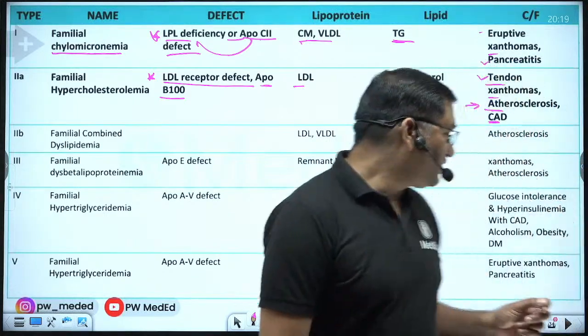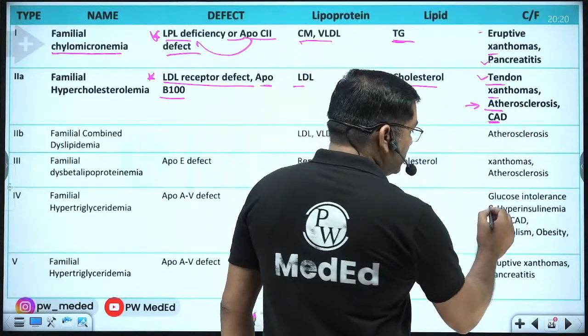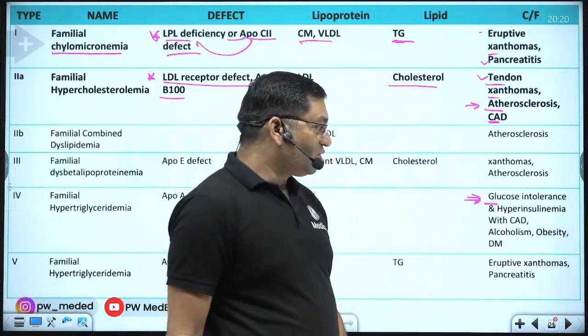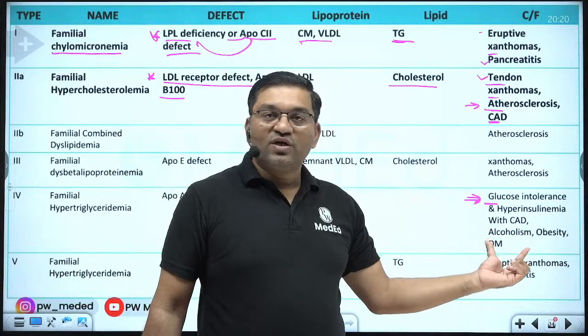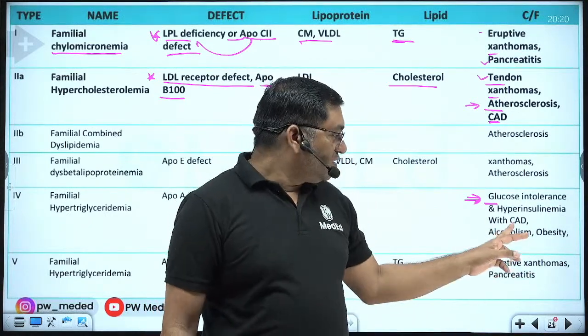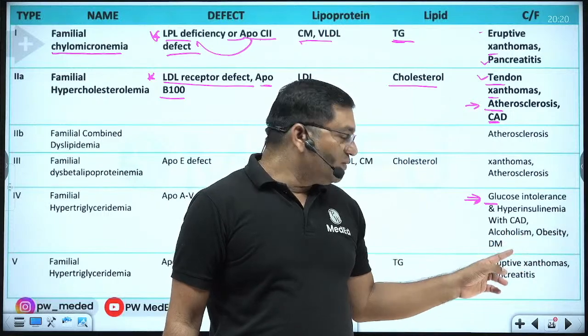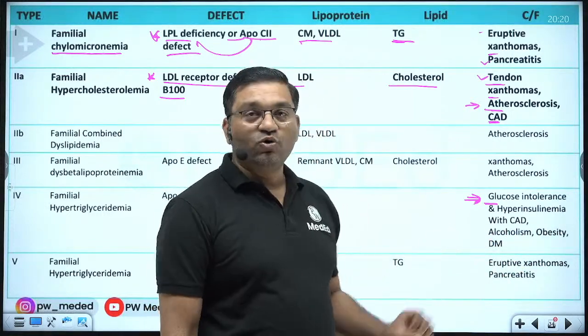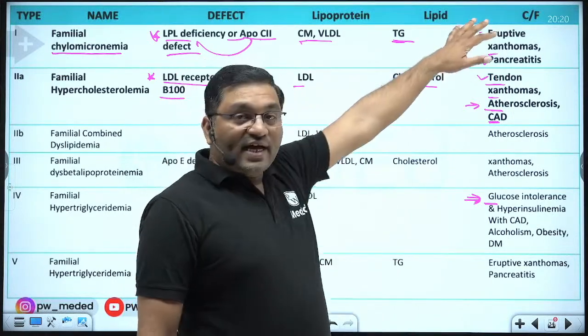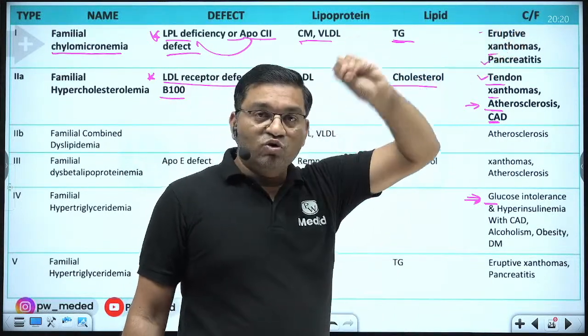Remember these points in the type 4. It is associated with glucose intolerance, hyperinsulinemia, and it is associated with coronary artery diseases, alcoholism, obesity, and diabetes mellitus. Type 4, hypertriglyceridemia. Okay.